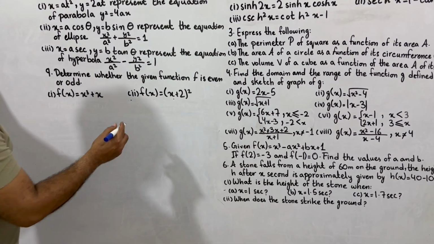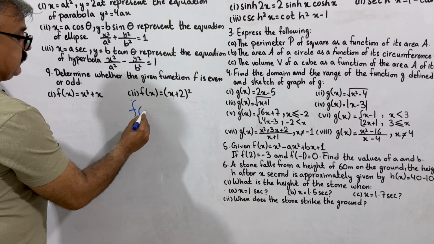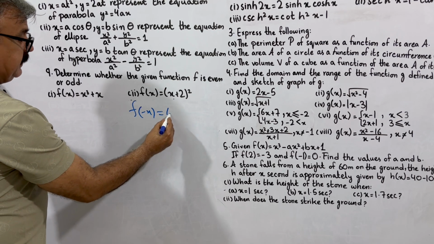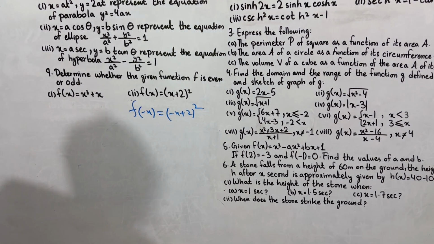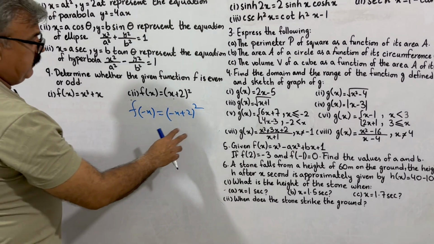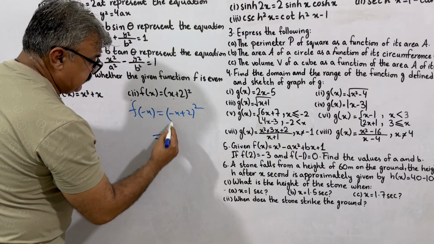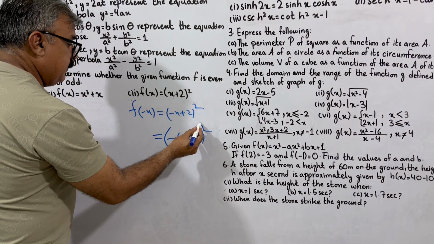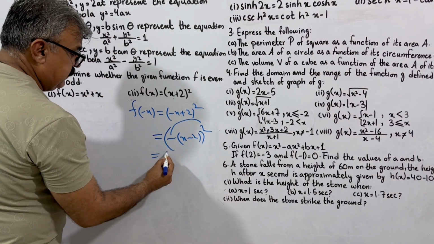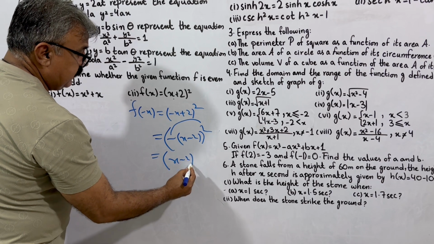What about this? Just replace x by minus x. Minus x plus 2 whole square. You can open it, or even if I take minus common inside, it becomes x minus 2 whole square. Owing to the even power, minus becomes positive. It is equal to x minus 2 whole square.